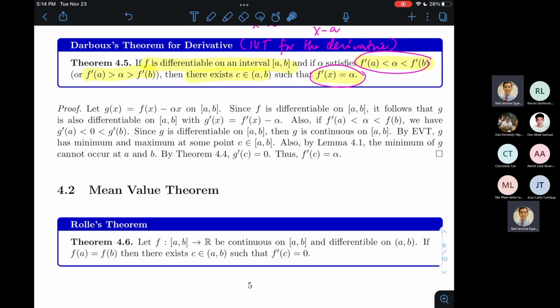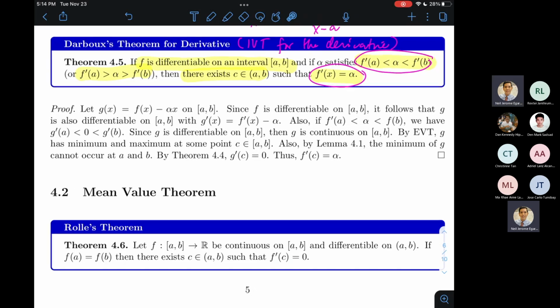Tapos may trick na naman dito na gagamitin. So si f ay differentiable. So alam ko si f din ay continuous. Okay, just at the back of our minds. But I will define g, an intermediate function, to be f of x minus alpha x. Okay, makita nyo bakit out of nowhere. Bakit out of the blue, dinefine ko si g na ganito. All right. Now, we will see the utility later, but let's analyze this function g.